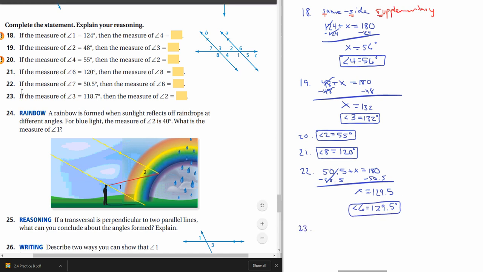23, the last one in this little section. If the measure of angle 3 is 118.7 degrees, what's the measure of angle 2? These are same side interior, same side supplementary. So 23, I'm going to say 118.7 plus some other measure gives me 180.